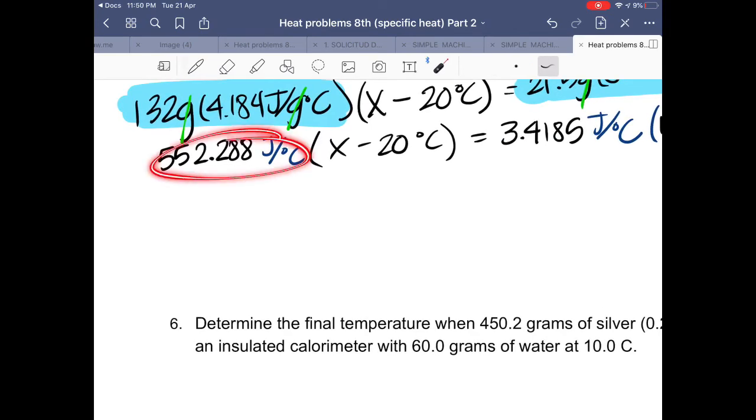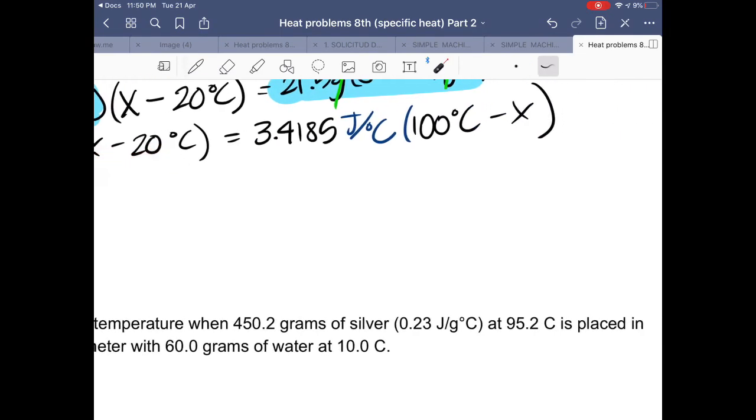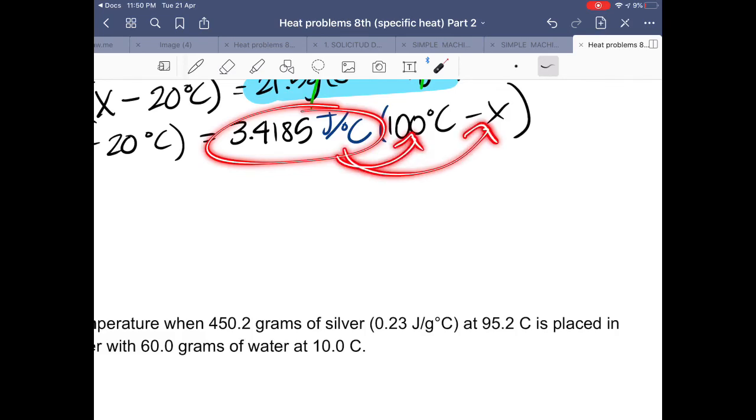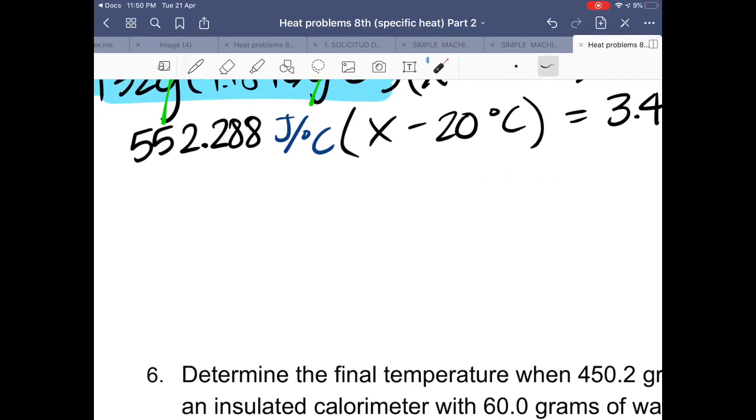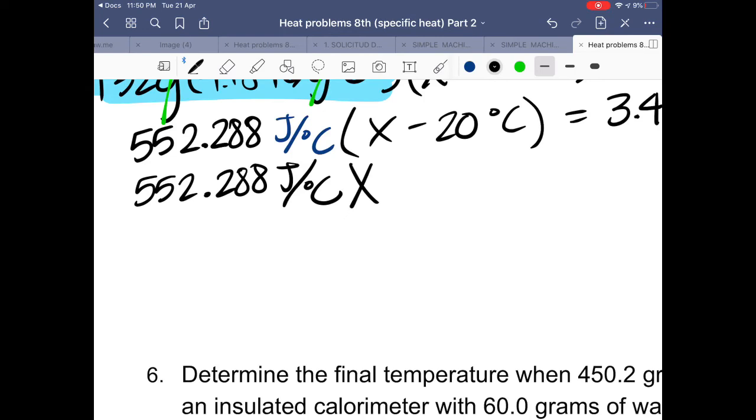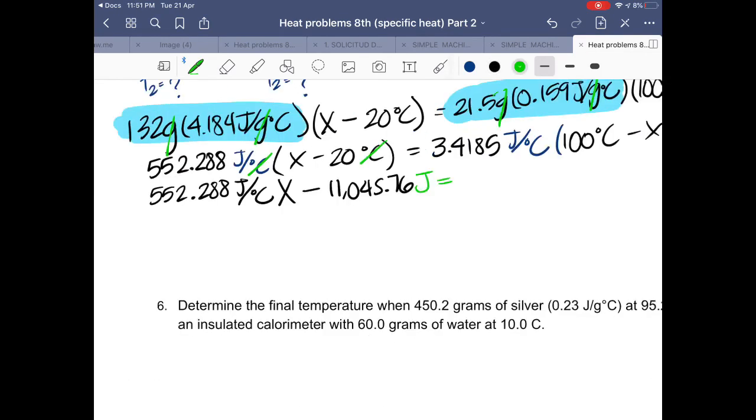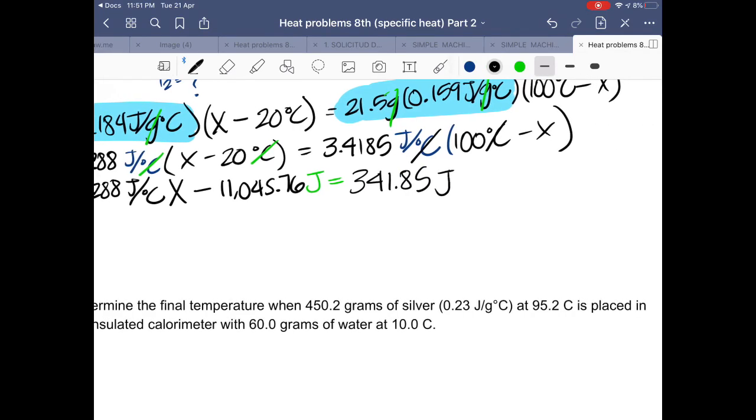Now we start multiplying this one times this one and then times this one. The same here, this one times this one and then times this one. So 552.288 joules over degrees Celsius x minus 11,045.76 degrees Celsius equals 341.85 degrees Celsius with degrees Celsius, and you have joules, minus 3.4185 joules over degrees Celsius. Because even though you already canceled here, it's like a new process, so you included x.